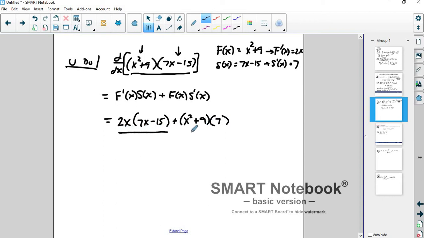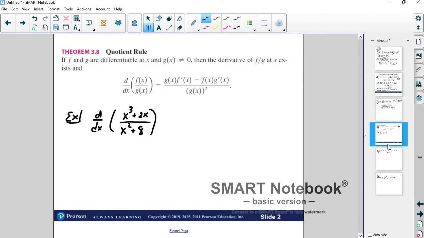And again, I am okay with you leaving it like this. My math lab is going to expect you to simplify a little bit further, but you just distribute that and combine like terms, and that's fine. But I will not ask you to do that on the quiz. Okay, so that's how you handle a product.